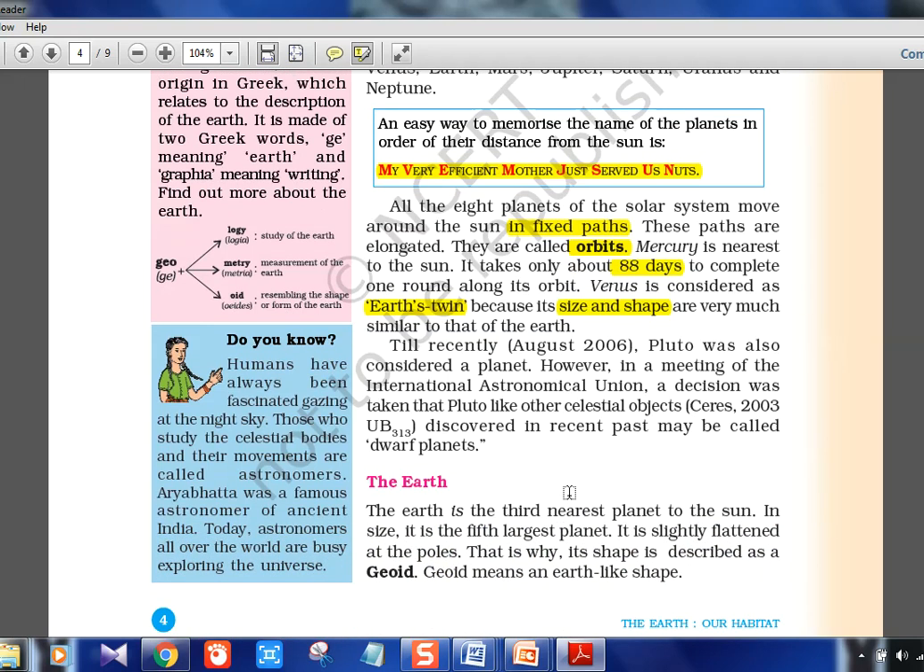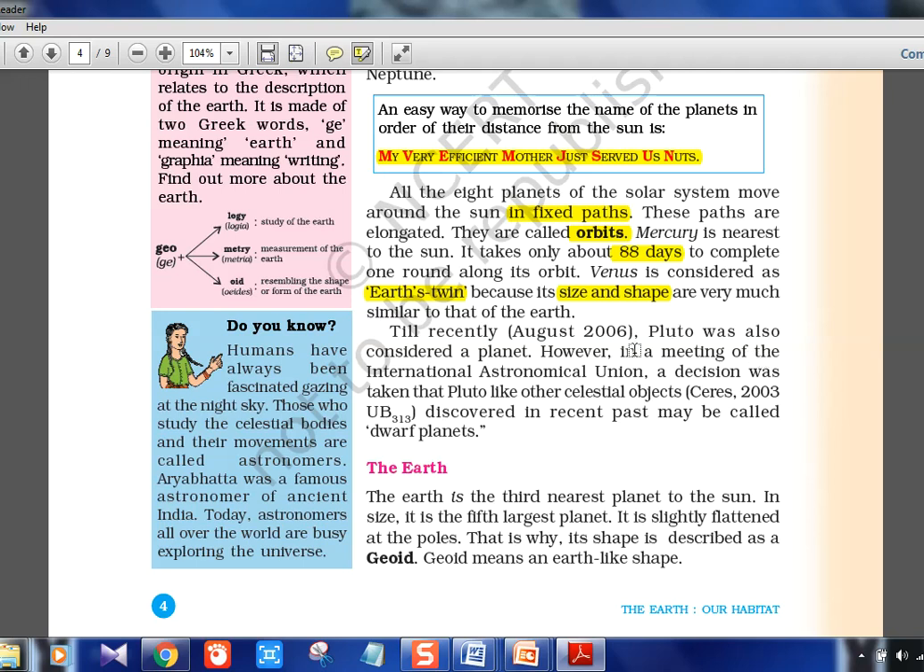That is the shape of the earth. Okay, so till recently, that is August 2016, Pluto was also considered a planet. However, in a meeting of the International Astronomical Union, an international body which deals with spatial things, it was decided that Pluto is just another celestial body or dwarf planet. Okay, Pluto is a dwarf planet.